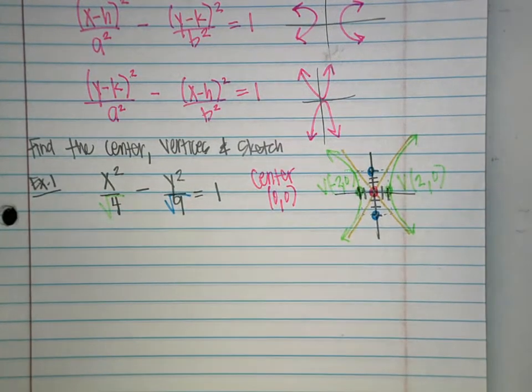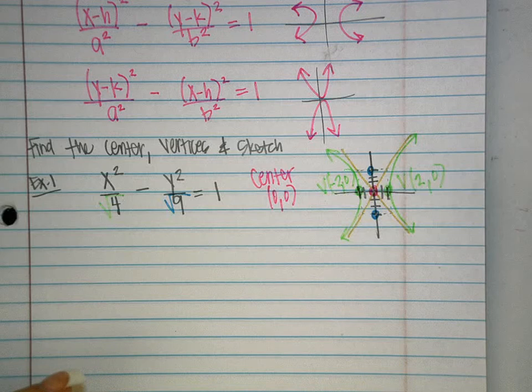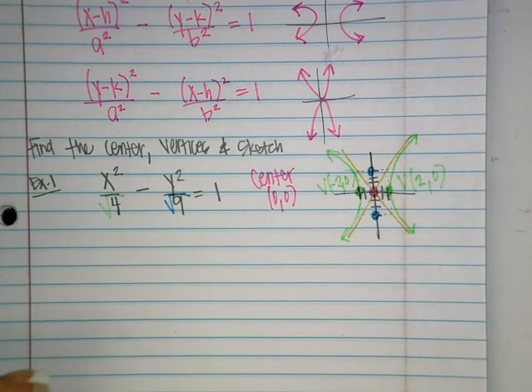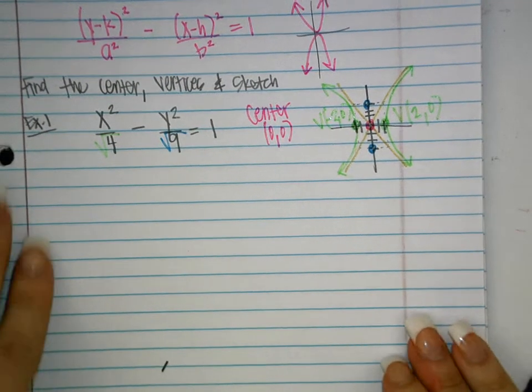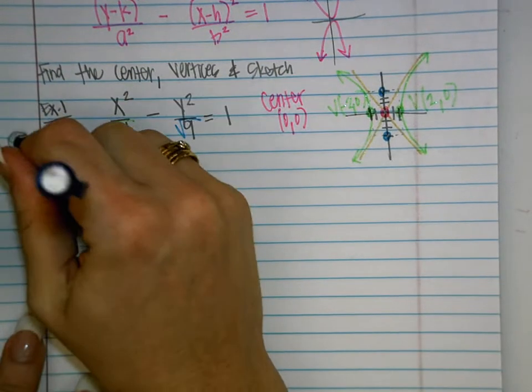Once we do more of these, it'll become a little bit easier. Questions so far? If you missed ellipses, this is probably a little more confusing. Okay, let's try another one for number 2.